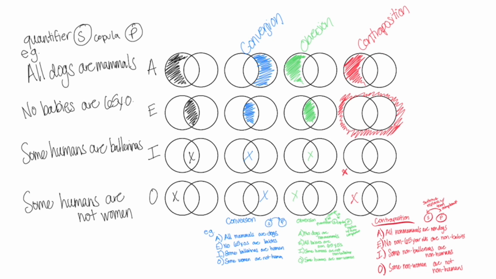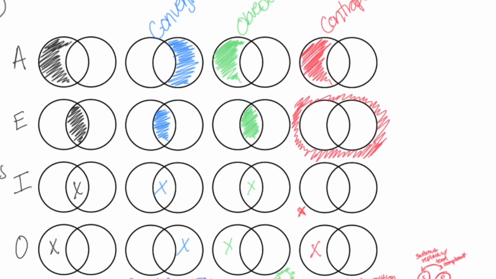So there's a quick summary of what conversion, obversion, and contraposition do to the diagrams of standard form categorical propositions. I encourage you to work through the examples at the end of the textbook chapter and within MindTap in order to get a better and clearer idea of how to do conversion, obversion, and contraposition on your own, as well as how to diagram out the truth values of converted, obverted, and contraposed claims.